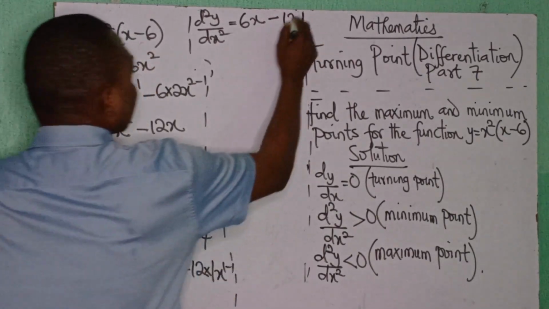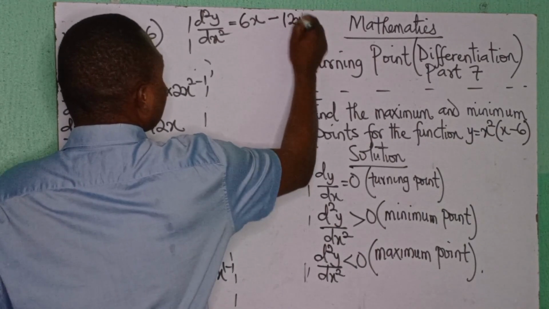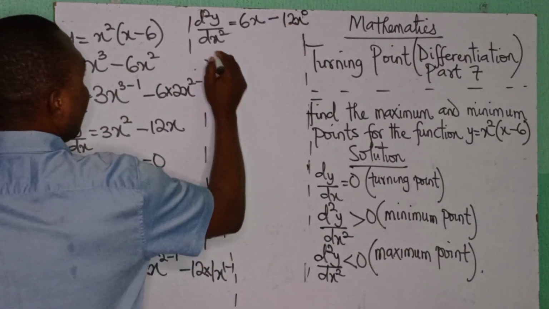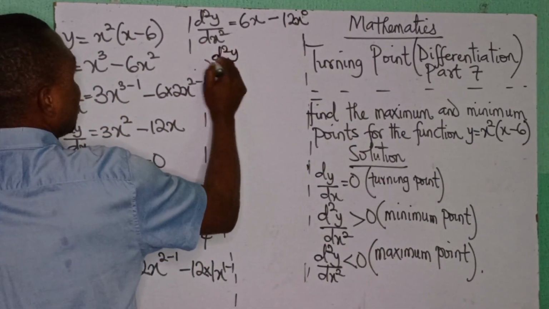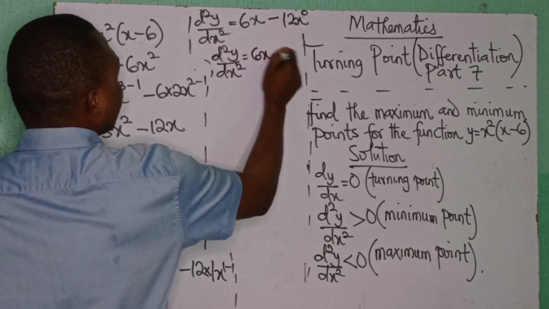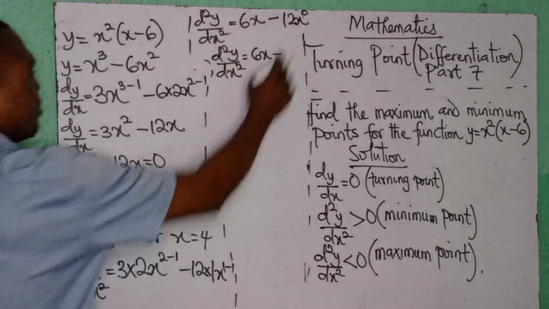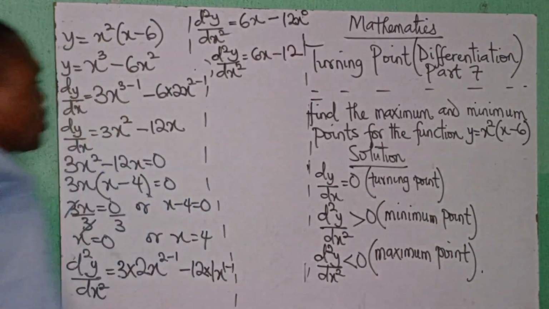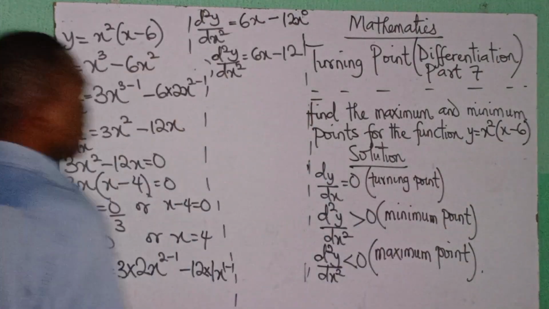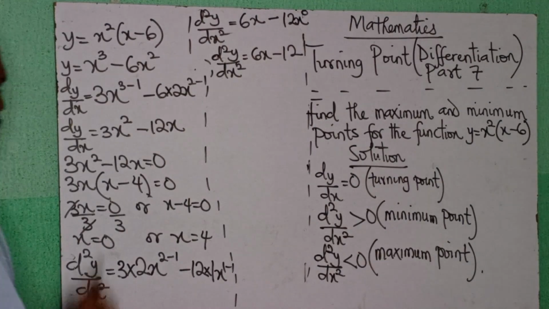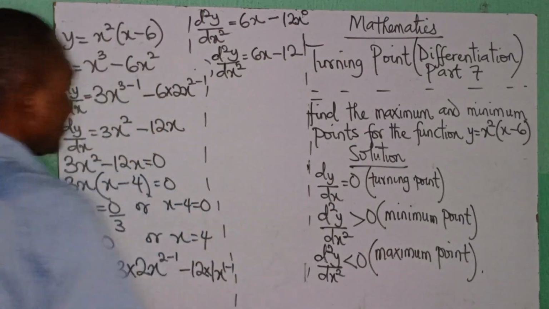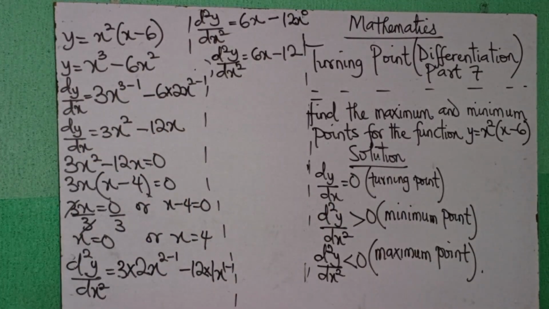x, 1 minus 1 is 0. End of the day, we're going to be having d2y over dx2 equals 6x minus 12. So that is the second derivative of this particular function. Now, we did say that if it is greater than 0, it is minimum. If it is less than 0, it is maximum. How do we know that?